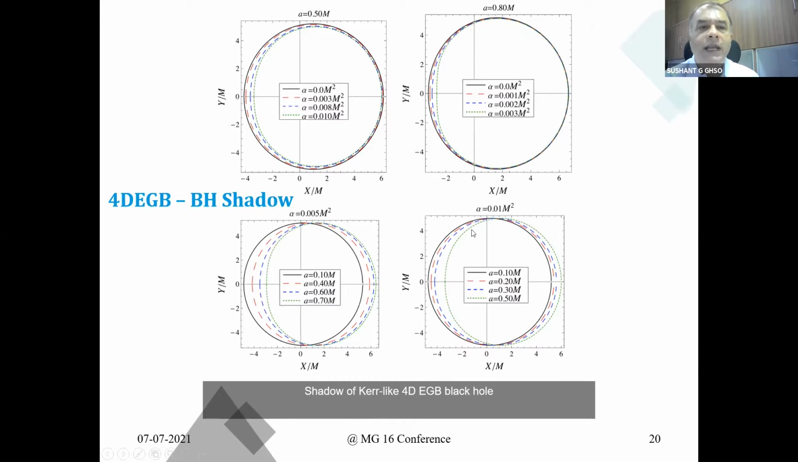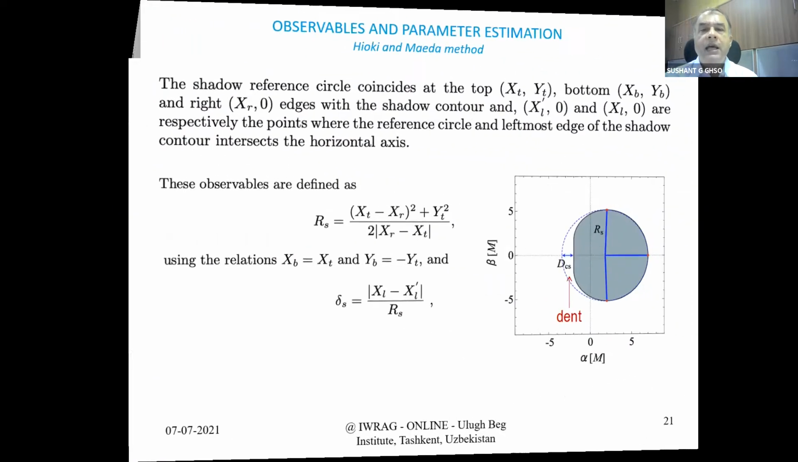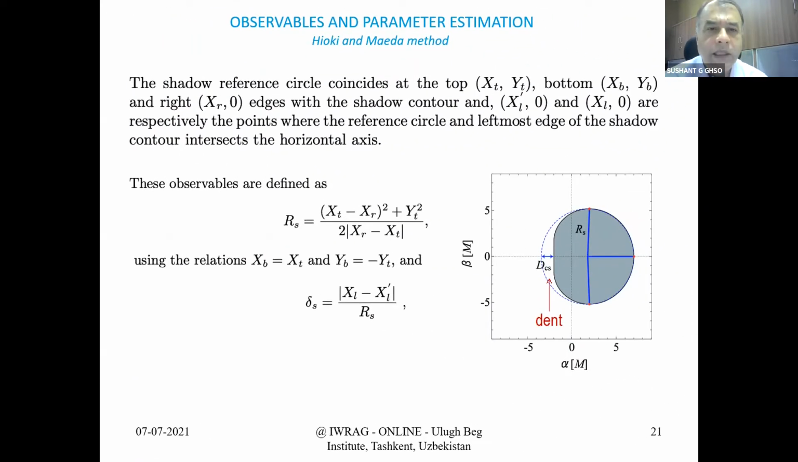When we plot for the 4D EGB black hole, we can see that the black one corresponds to the Kerr case, and you have a smaller and then more distorted black hole shadow. So that is the crux of this. We have plotted for various parameters, and this 4D EGB black hole theoretically casts a more distorted and smaller shadow, right?